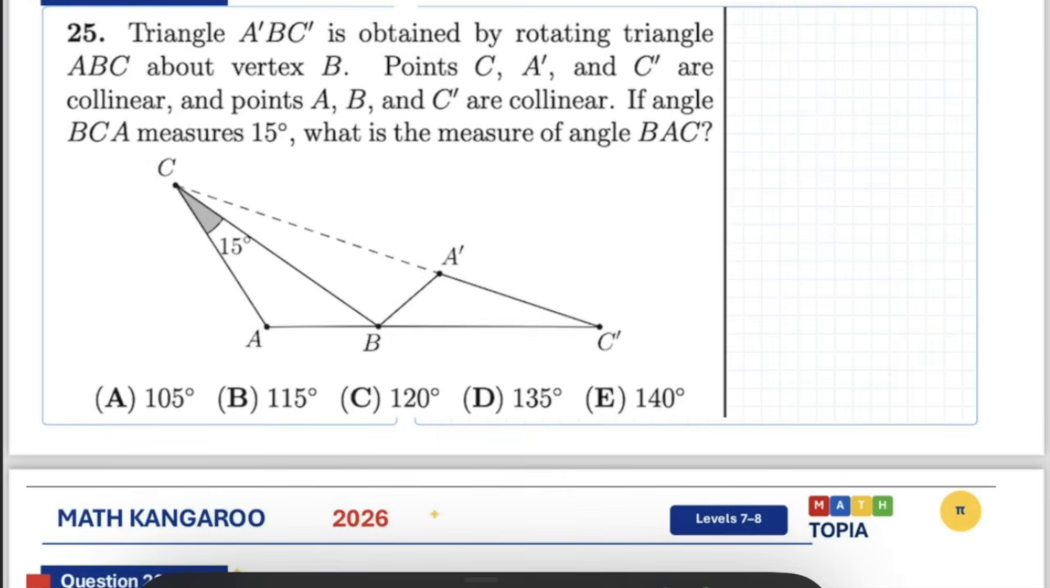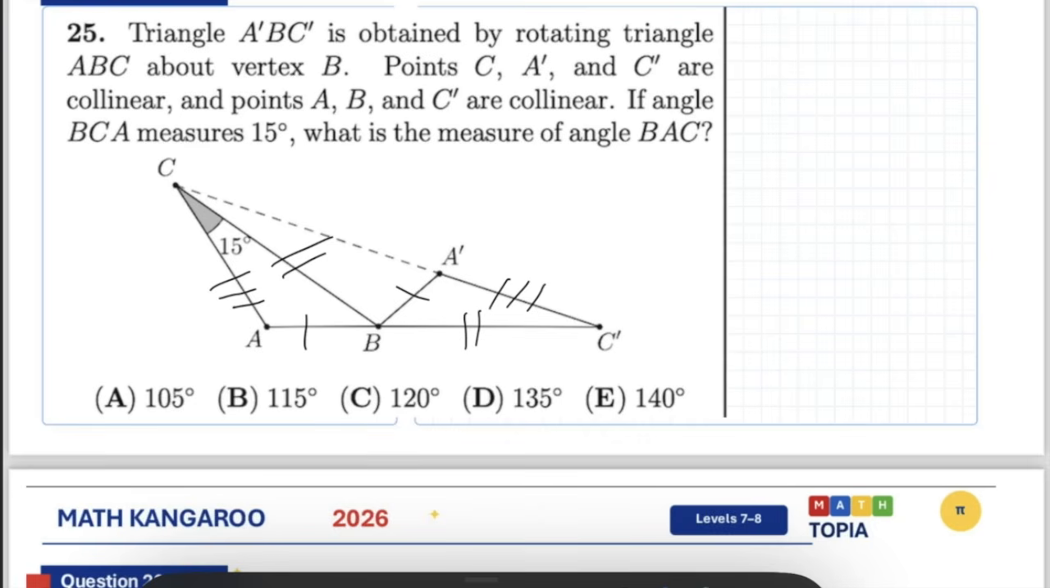Let's take a look at this diagram. Because it was a rotation and rigid motions do not change the figure inherently, this side is equal to this side. This side is equal to this side. And this side is equal to this side. Same thing for the angles.